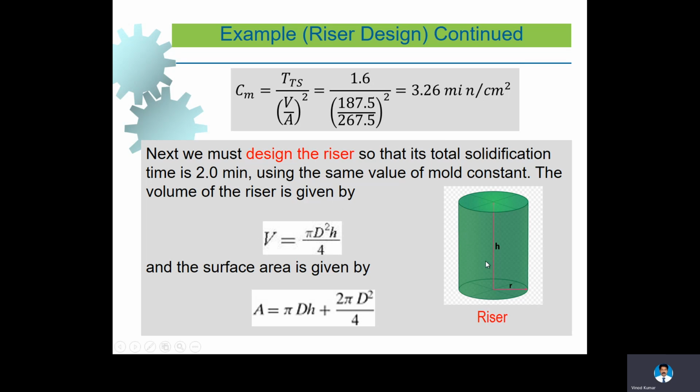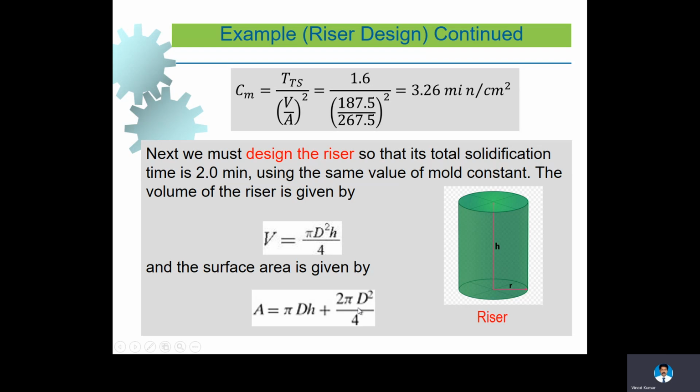So now we have to design a riser which has a cylindrical shape. r is the radius, h is the height. We know the volume of a cylinder is pi over 4 d square, diameter square times h, the height. The surface area is pi dh plus 2 pi over 4 d square. Pi dh is the circumferential area. You can see here the circumferential area is pi dh plus the area at the 2 ends. The area at one end is pi over 4 d square, and there are 2 ends, hence 2 pi over 4 d square.